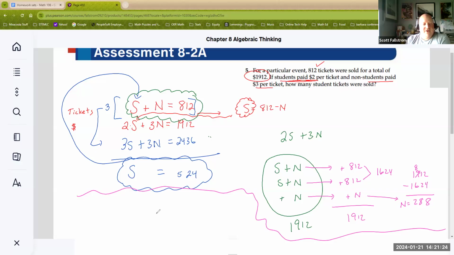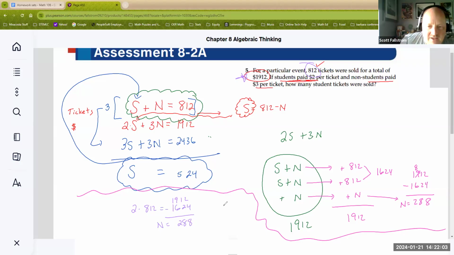Let's see here. So 812 tickets, right? If every single ticket was a student ticket, I would have $1,624. But you notice I actually have more than that, right? I'm off. So if I did $1,912 minus this and I get 288, it's like, well, I should have 288 more dollars. And you say, oh, well, wait a minute. Every non-student ticket is $1 more. Oh, then I must have sold 288 non-student tickets.